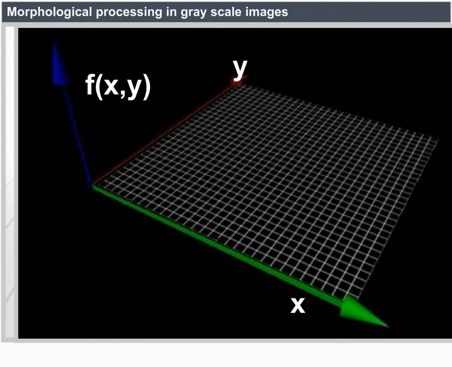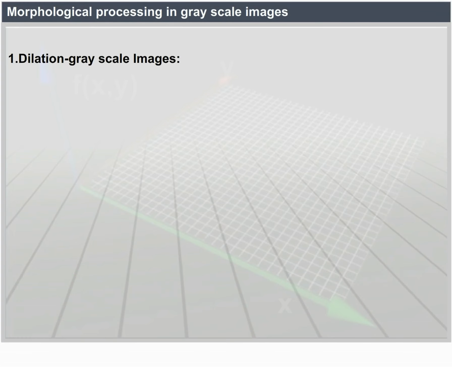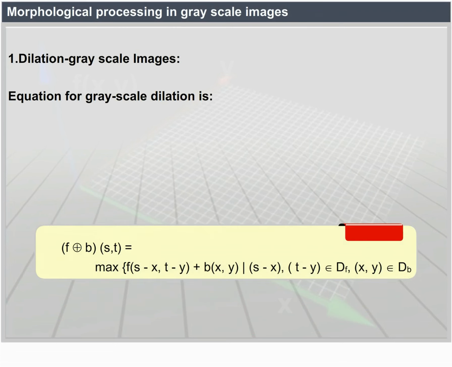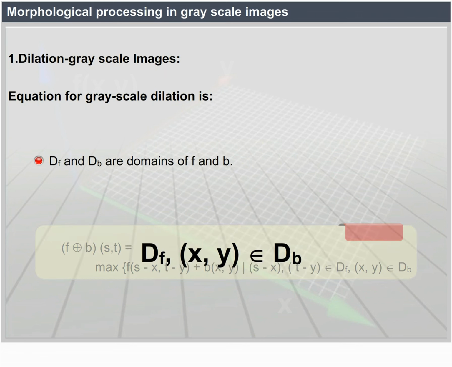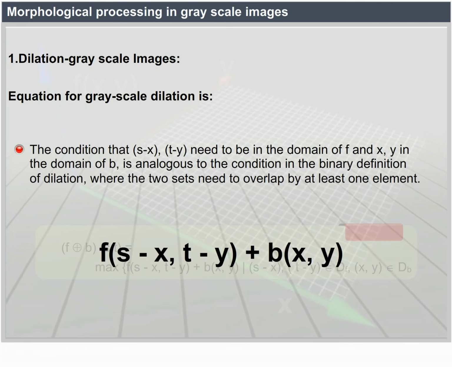Morphological processing in grayscale images. 1. Dilation, grayscale images. The equation for grayscale dilation is shown on the screen. Df and Db are the domains of f and b. The condition that s minus x, t minus y need to be in the domain of f and x, y in the domain of b is analogous to the condition in the binary definition of dilation, where the two sets need to overlap by at least one element.